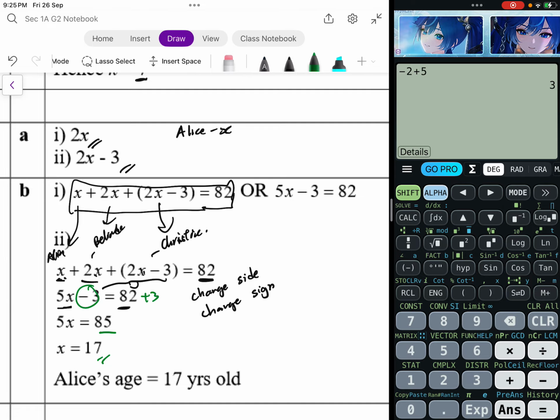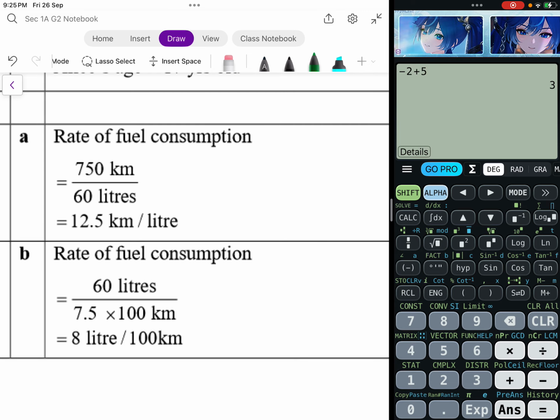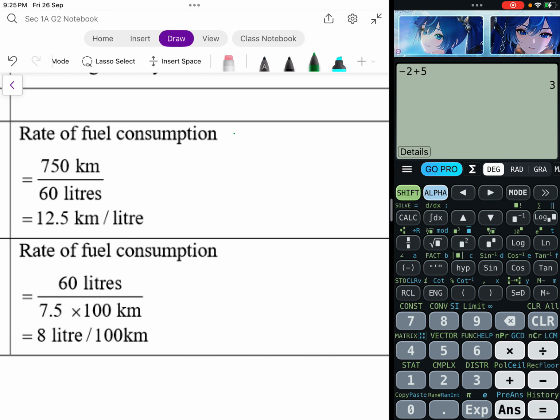Okay, next one. Denise drives a truck for 750 kilometers using 60 liters of fuel. Find the rate of fuel consumption in kilometer per liter. So if kilometer per liter, it means kilometer divided by liter. Right, so take 750 divided by 60, you get this answer.